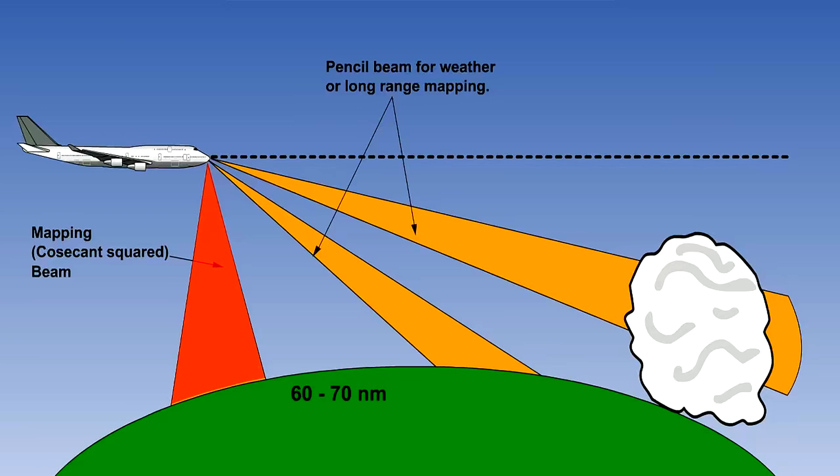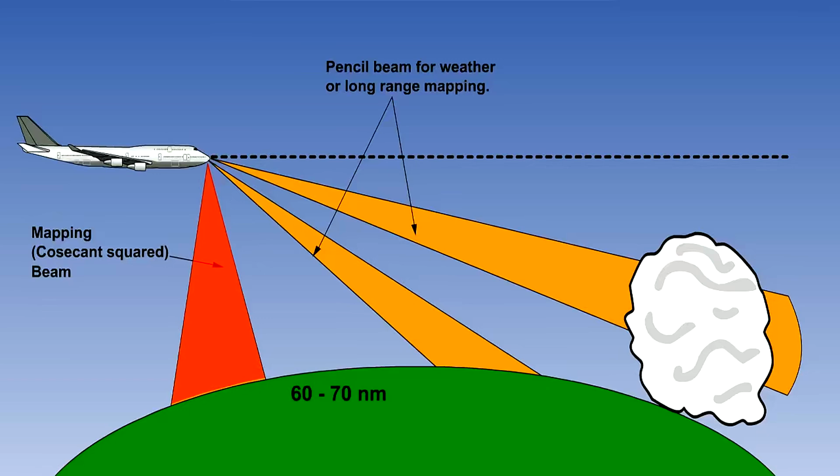In the map position, the radar produces a mapping beam. In order to obtain an even presentation of surface features, the transmitter power is progressively reduced as distance decreases. This reduction in power is a function of the cosecant of the depression angle. Hence the name, cosecant squared beam.